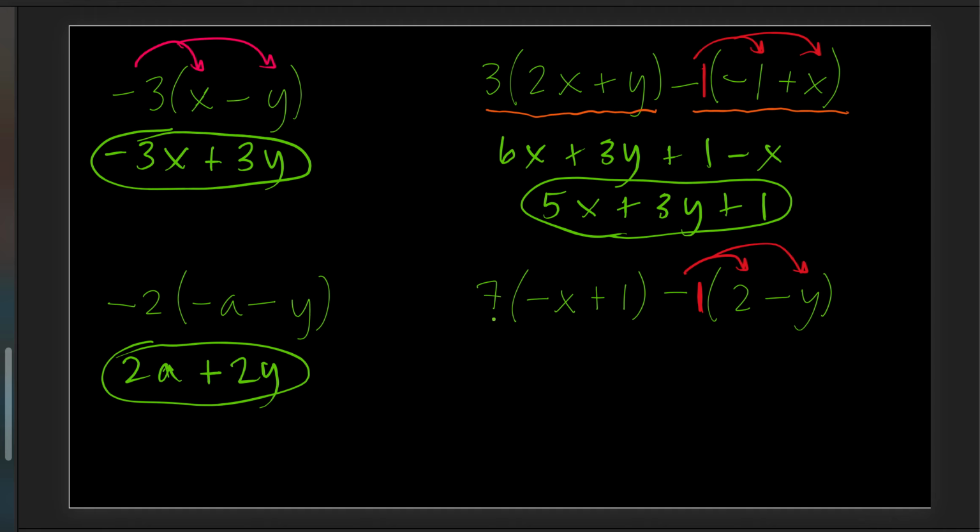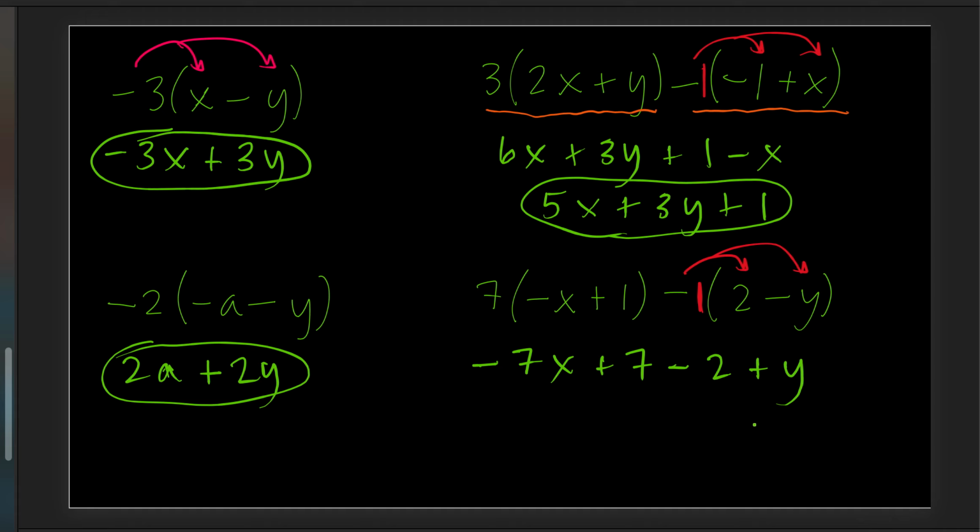Now we're going to look at 7 times (1 minus x), because we've got to distribute the 7 to each term here. So this is a positive 7 times a negative x, that's going to be a negative 7x. And then 7 times a 1, positive 7. And then we have negative 1 times 2 is negative 2. And then negative 1 times a negative y, which is a positive y.